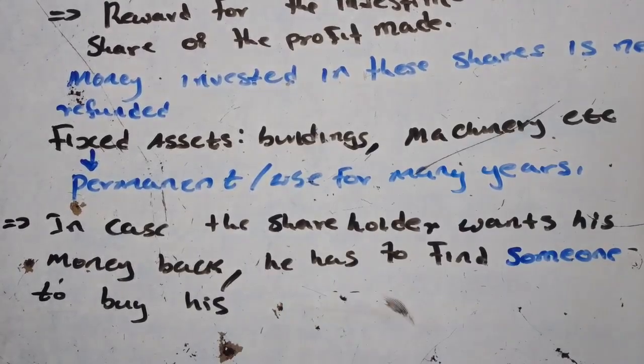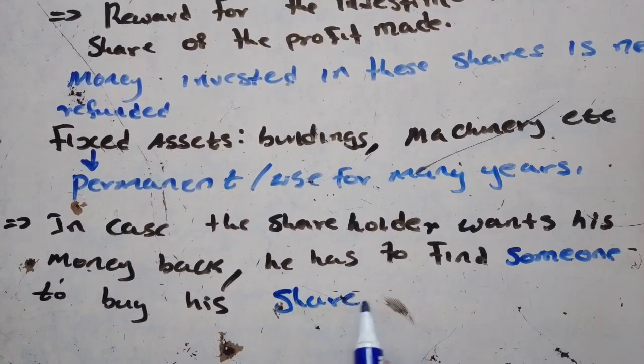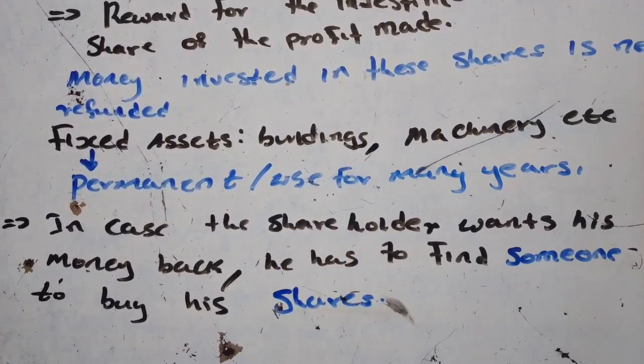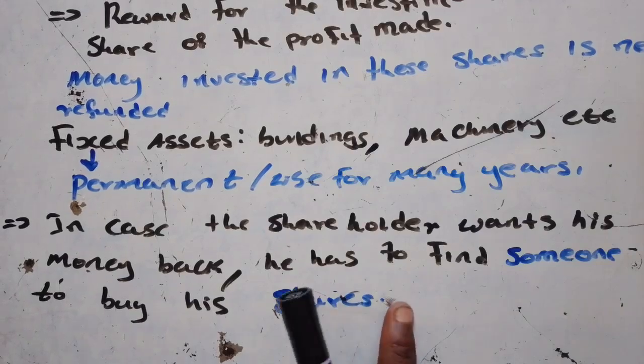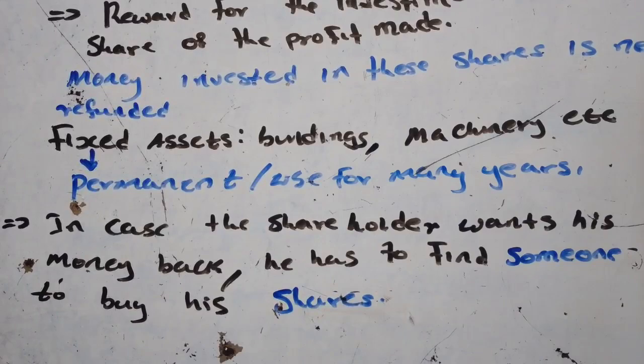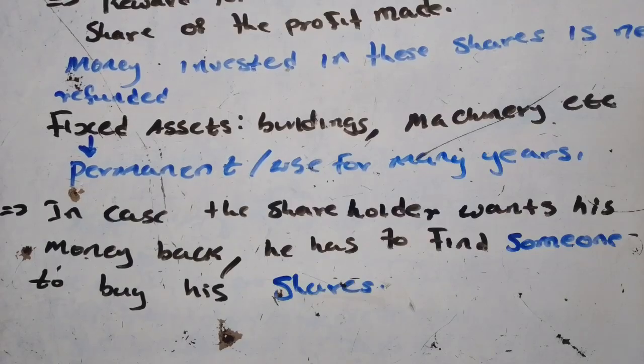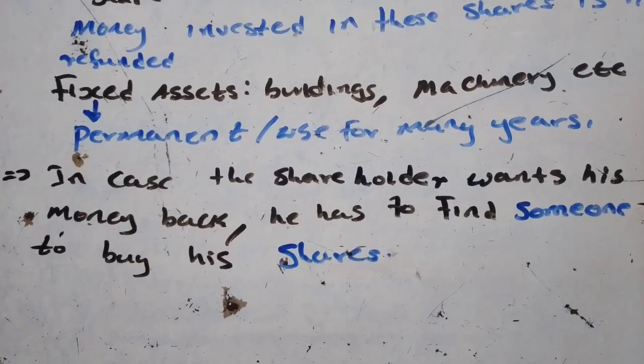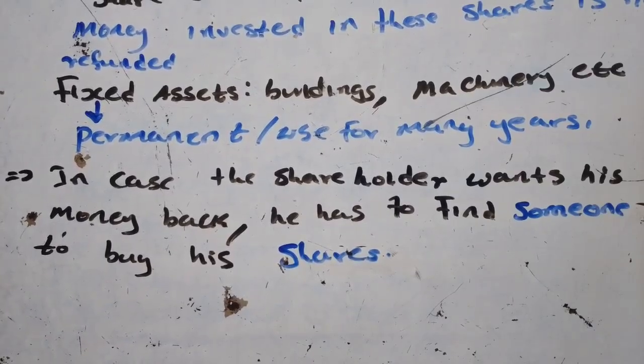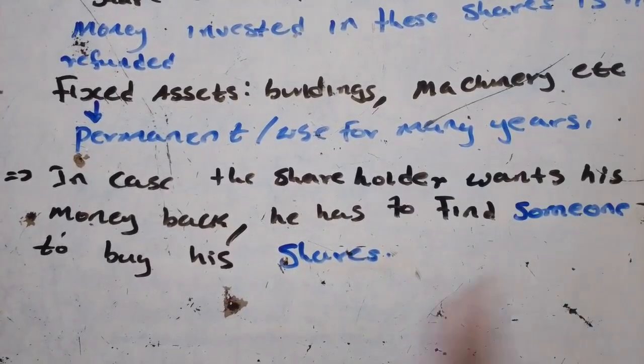So in case the shareholder wants his money back, he has to find someone. In case you invest in a certain company and you need your money back, you can sell those shares to someone. And this someone who buys the shares is referred to as the second or subsequent buyer.